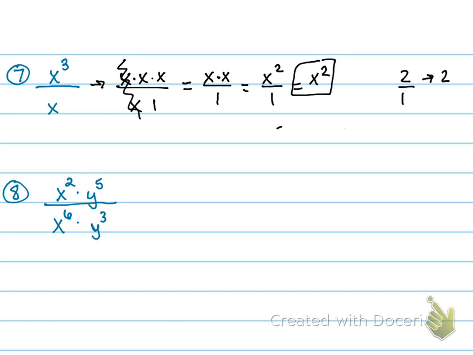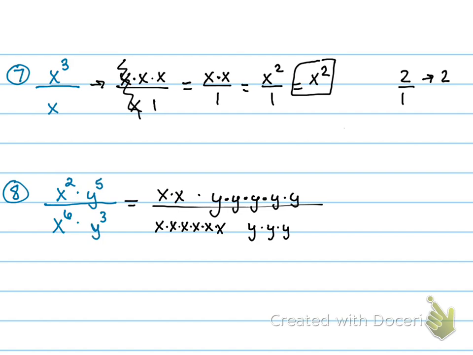Okay, and then lastly, we're going to look at our last example here: x squared times y to the fifth all over x to the sixth times y to the third. And again, we're going to write these things out the long way. So x squared is x times x. Y to the fifth is y times y times y times y times y, 5 times. And then on the bottom, we have x to the sixth, so I'm going to write these x's 6 times, and my y is 3 times.